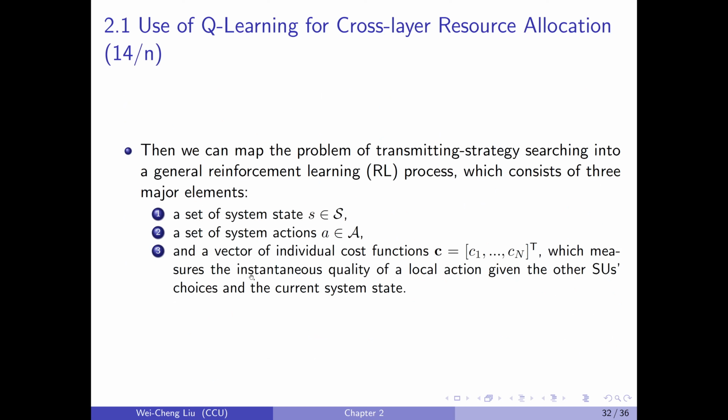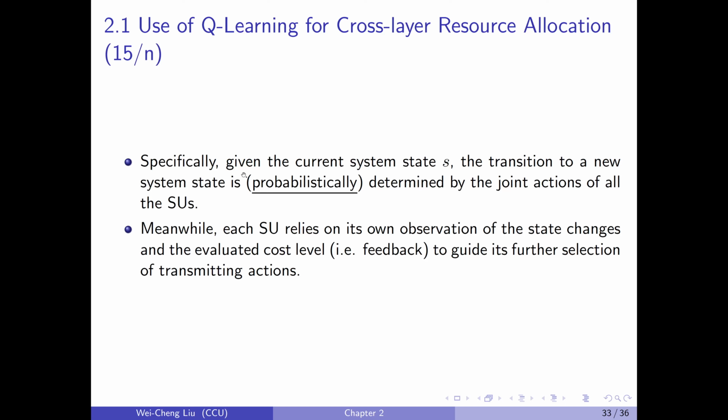Which measures the instantaneous quality of a local action given the other secondary users' choices and the current system state. So Ci is the cost function of the ith secondary user. Also the slides does not tell us this. You should be able to guess this or figure out this. Specifically, given the current channel state, small s, the transition to a new system state is probabilistically.